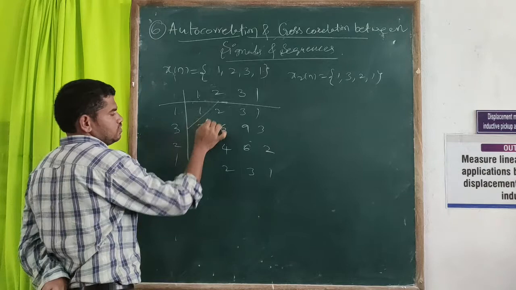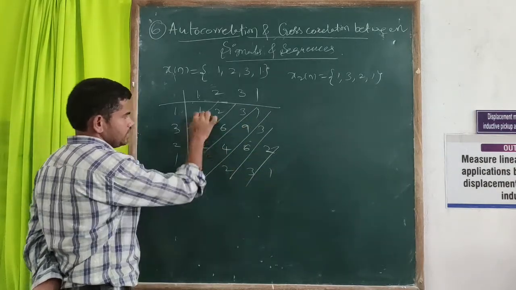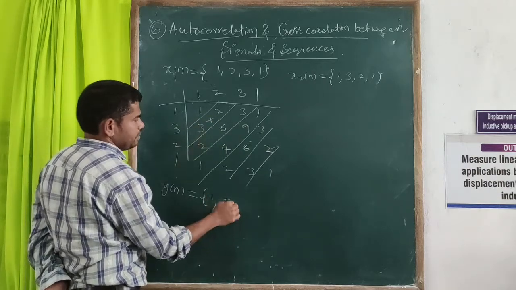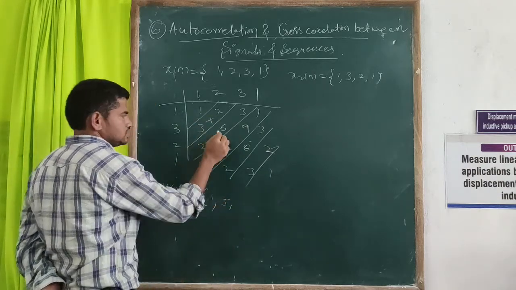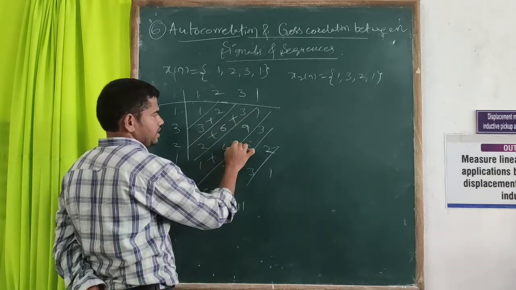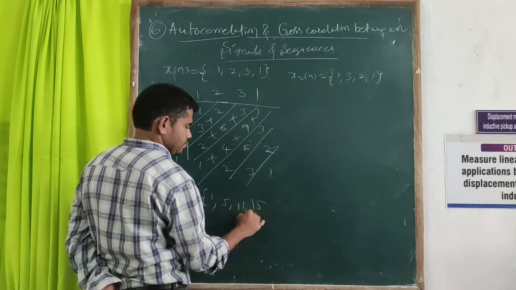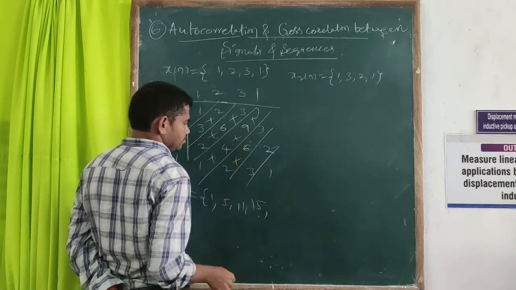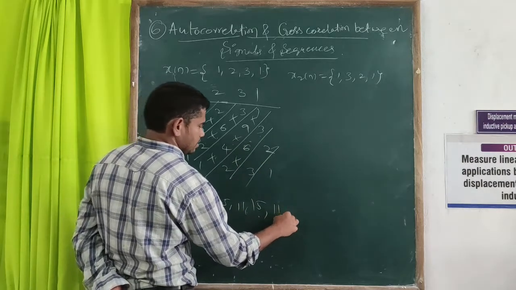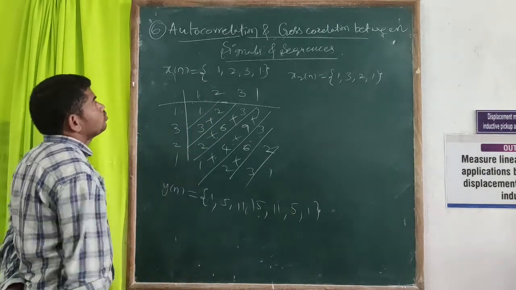How do we write y of n, the output of this convolution? 1, 2 plus 3 is 5. Then 8 plus 11 gives 5, 10, 15, and 9 plus 2 is 11, then 5, 1. This is the autocorrelation output.